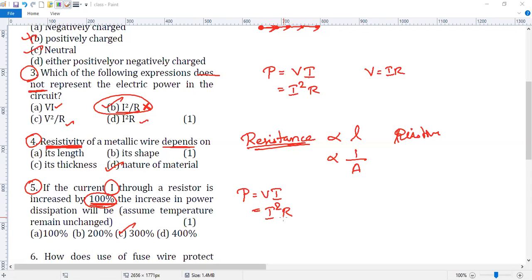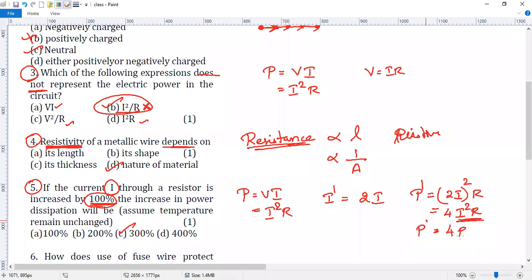Now take the new value of I as I dash. Compared to the earlier value it has increased by 100%. So if it has increased by 100%, I has become 2I, 2 times the earlier value. Are we correct here? Yes, ma'am. So now the new value P dash will be equal to I squared R, which is 2 times I squared R. So you can take it as 4I squared R, and 4I squared R is nothing but 4 times P. So the new value of power has now become 4 times the earlier value.